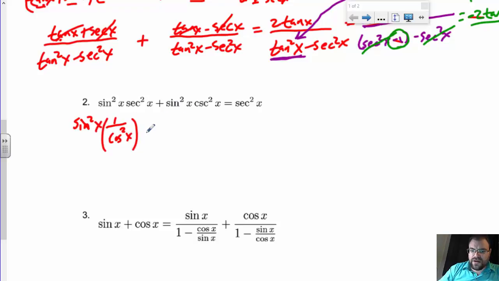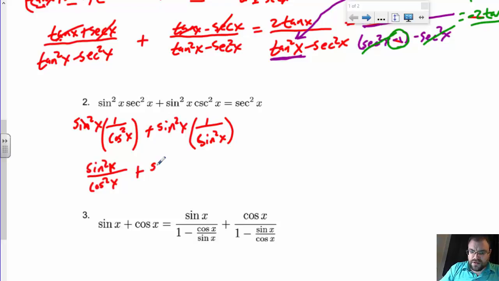That's what that is. Now I have a plus sine squared x. Oops, this is jittery on me. Times cosecant. But cosecant is the same thing as 1 over sine. So cosecant squared is 1 over sine squared x. All right. So what's going to happen here is if I multiply these out, I got sine squared x over cosine squared x plus sine squared x over itself. Sine squared over cosine squared is tangent squared. Sine squared divided by itself is 1. All right, it goes to 1.